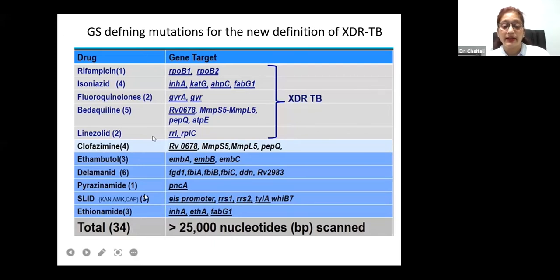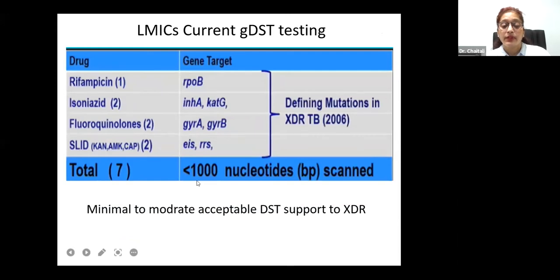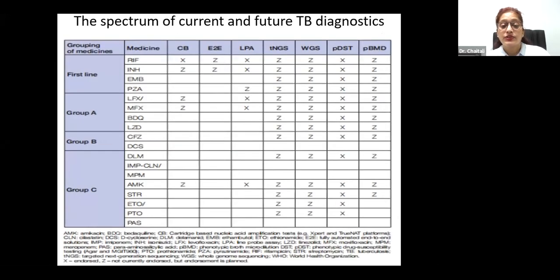Whereas for first line drugs, the number of nucleotides to be scanned is more than 1,000, and in the existing scenario, we are scanning just 7. So there is only minimal to moderate acceptable DST support for XDR or MDR TB. WHO has been quite proactive in adapting and giving the spectrum of current and future TB diagnostics, and they have already endorsed a few tests for first line and second line, group A, group B, and group C antibiotics.